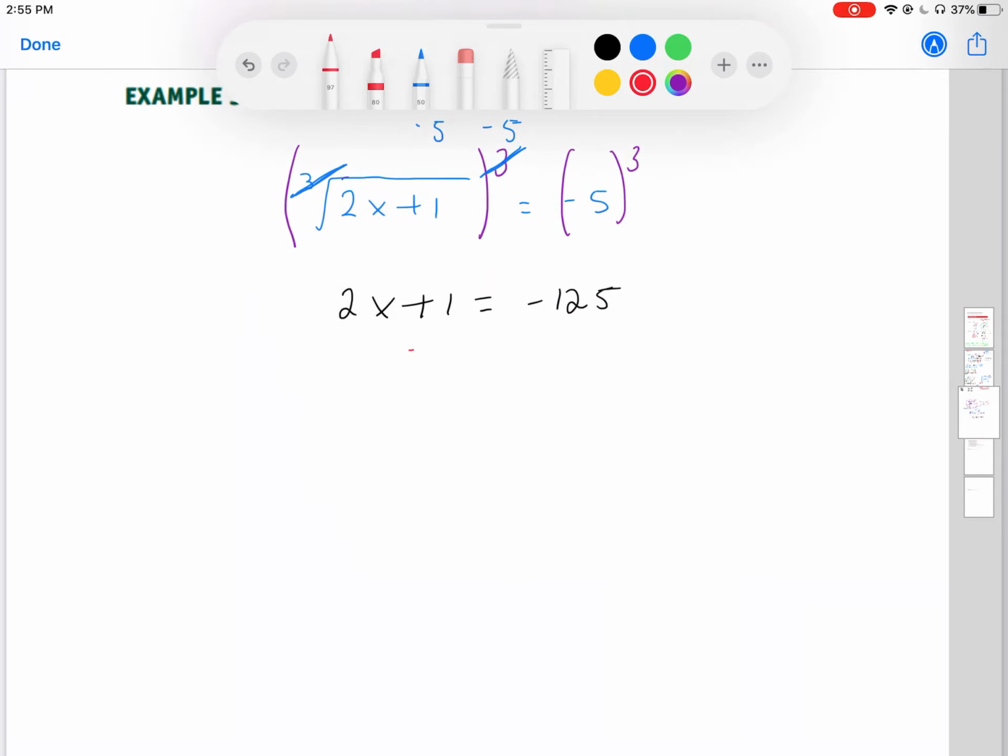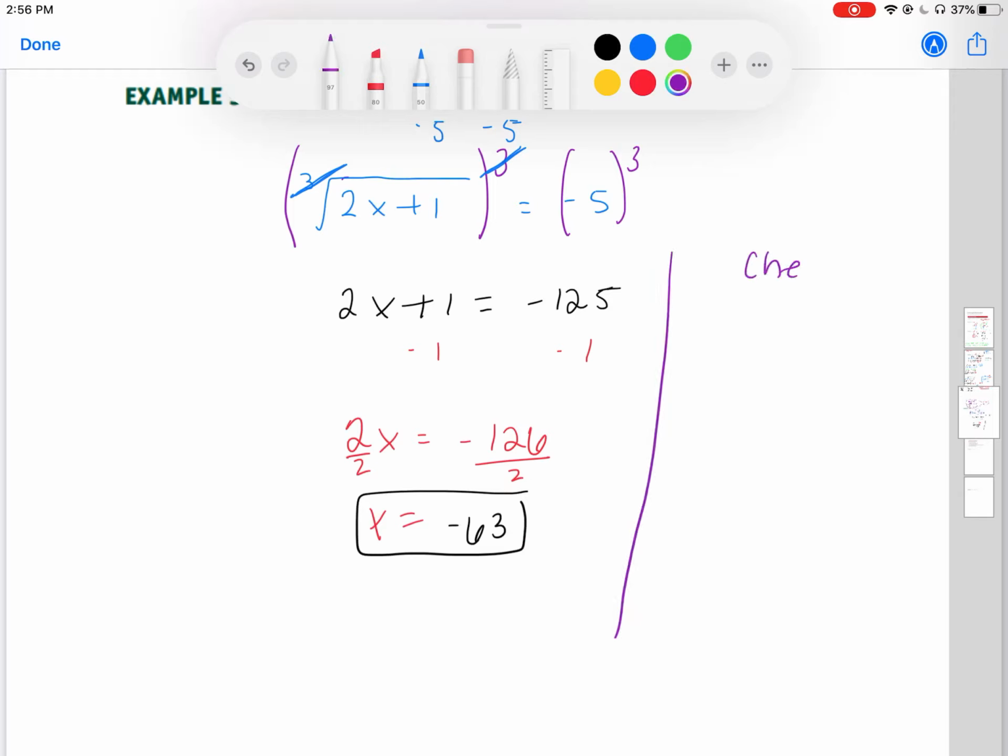Let's go ahead and solve for x. Minus 1, minus 1. You get 2x is equal to negative 124, and we divide by 2, so that we get x is equal to, oh, I added wrong. Negative 125 minus 1 is negative 126. So we're left with x is equal to negative 63. And again, give yourself some space so you can go ahead and check out your work. See if it holds true.